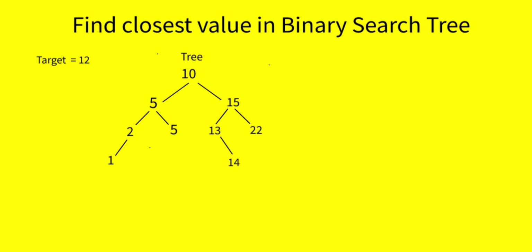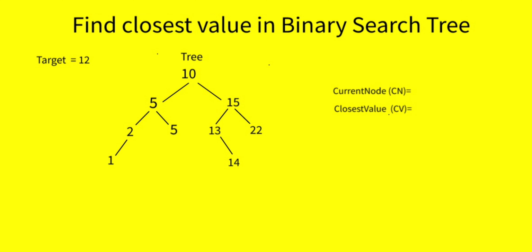A BST has a property where, for a particular node, the left node will be smaller and the right node will be larger. Here in our example, when you consider the root node 10, the left is having the smaller value and the right is having the larger value. We can make use of this property to traverse a binary search tree to find its closest value.